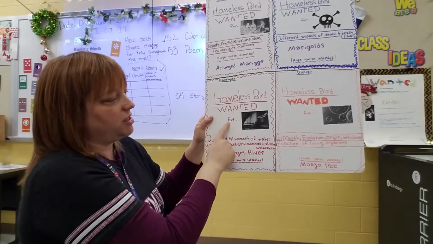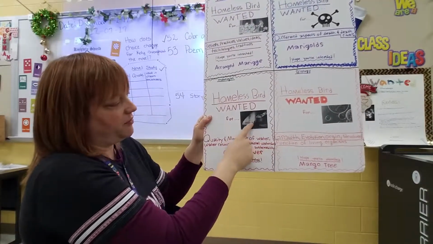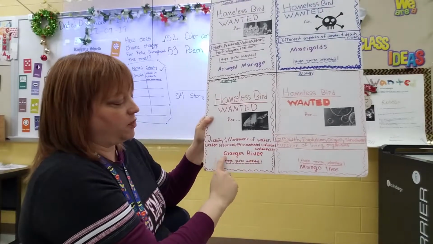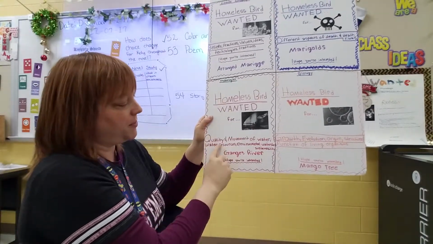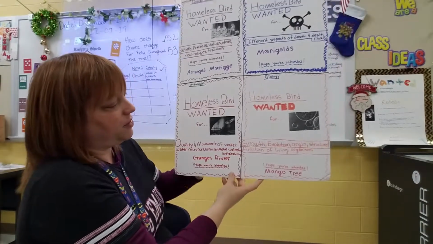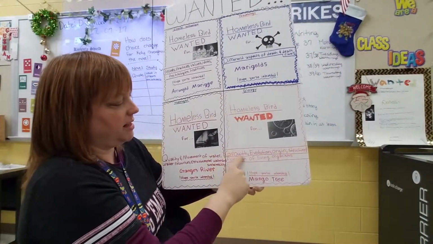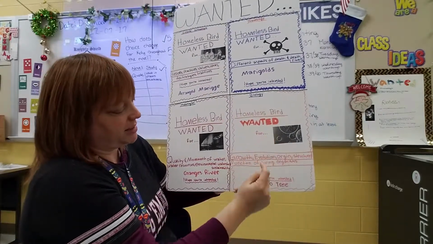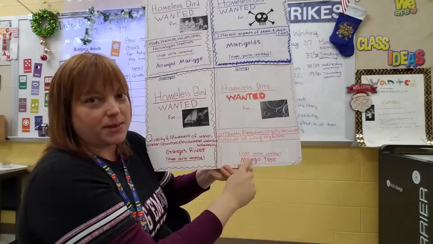Again, the hydrologist, this is the river, and so they knew that this was quality and movement of water, and that they were asking for the Ganges River to come and help them to study this. And for the biologist, it was living organisms, growth, evolution, and they did some cells here. And then at the bottom, they picked that mango tree.